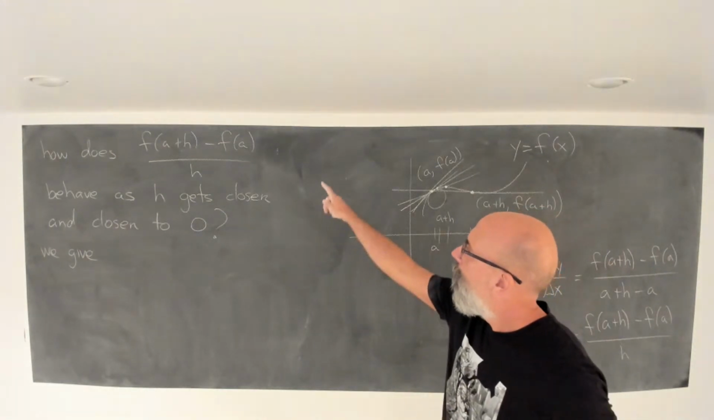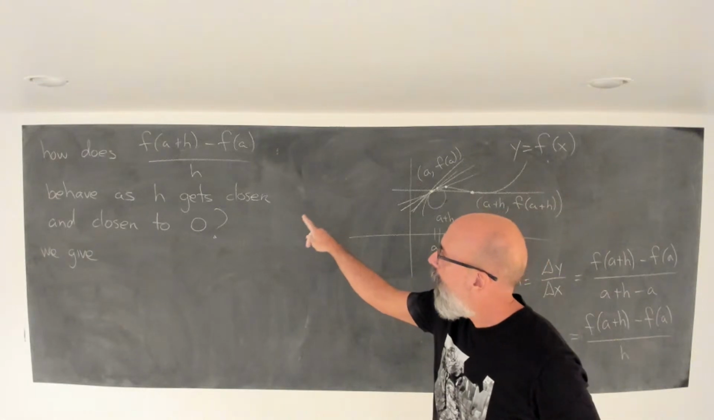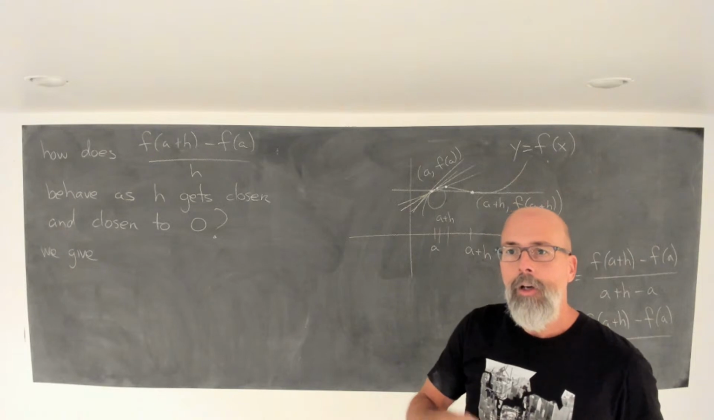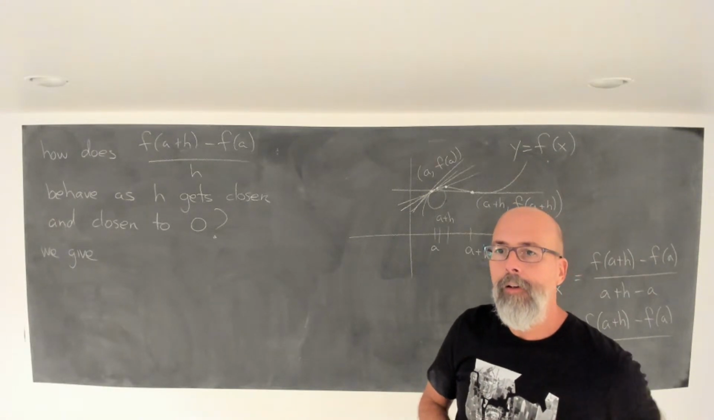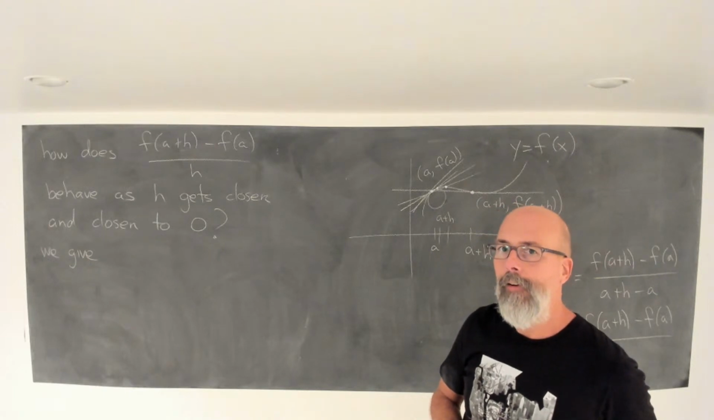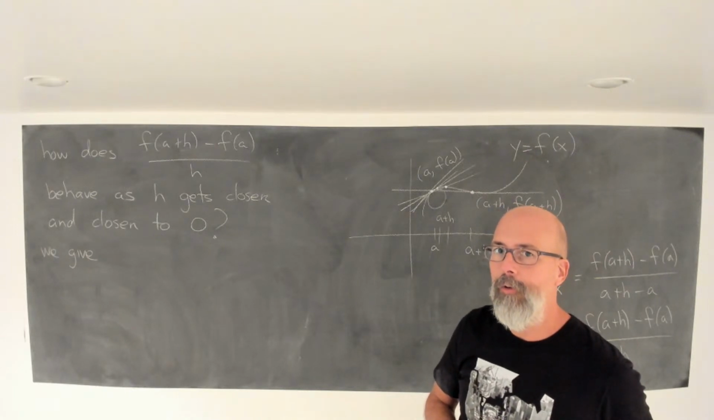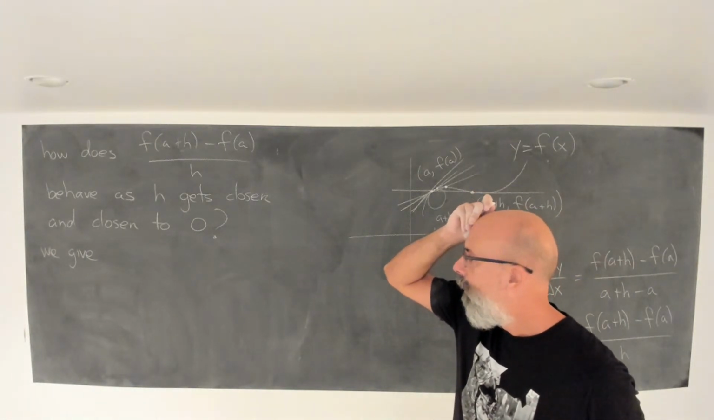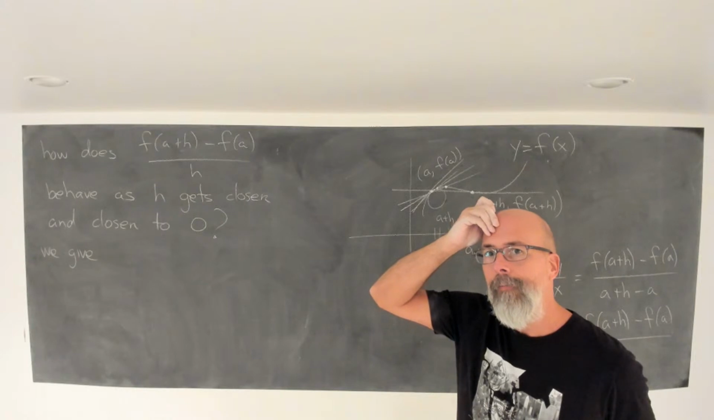All right. So how does this behave as h gets closer and closer to 0? Well, now we're back to 97. I don't know what's going on. 100.